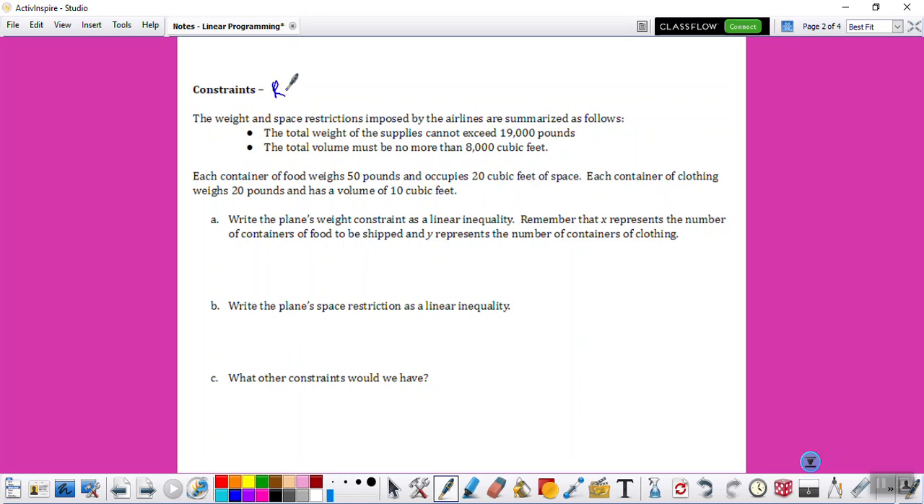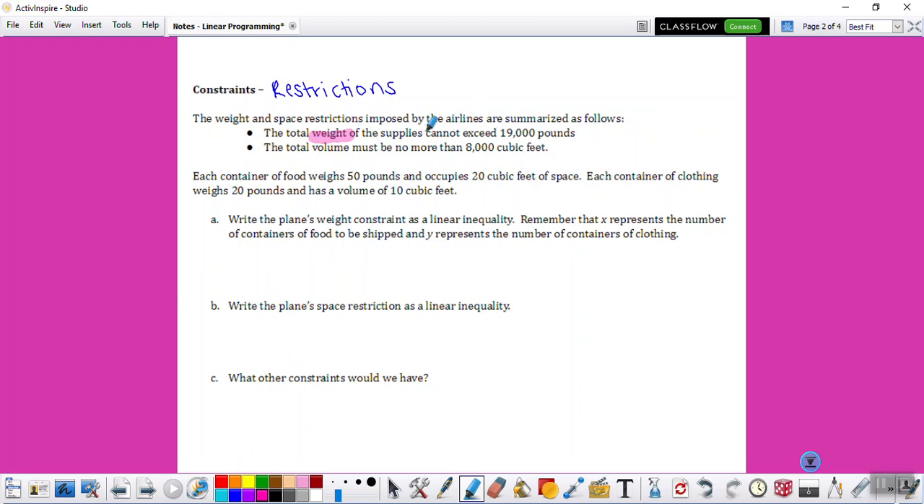Constraints. These are our restrictions. So, the weight and space restrictions imposed by the airlines are summarized as follows. The total weight cannot exceed 19,000 pounds, and the total volume must be no more than 8,000 cubic feet. Each container of food weighs 50 pounds and occupies 20 cubic feet of space. Each container of clothing weighs 20 pounds and has a volume of 10 cubic feet. So we're talking about two things here, weight and volume.